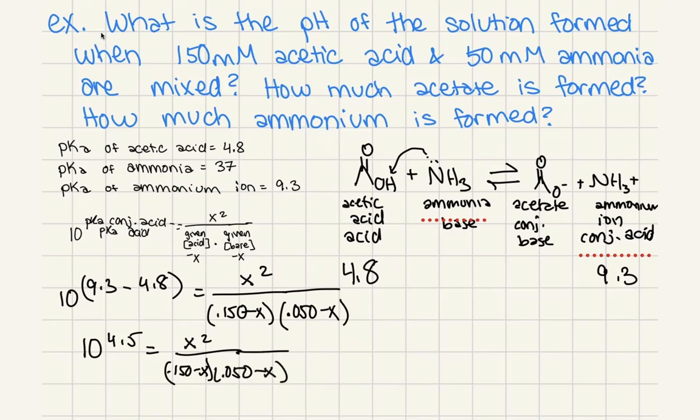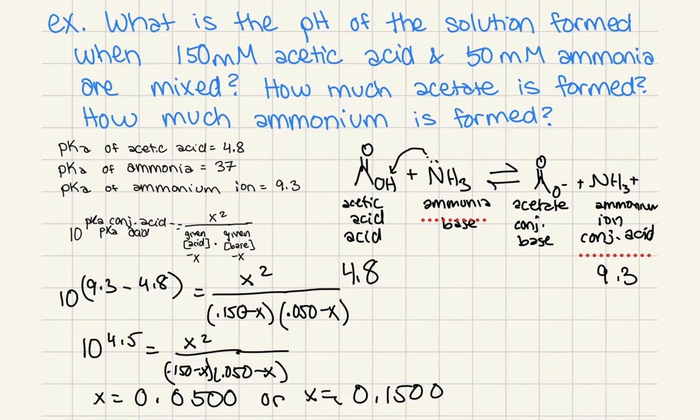And now I'm going to go ahead and plug this into Wolfram Alpha. So once again, it's going to give me two answers. So x is either equal to 0.0500 or x is equal to 0.1500. So now let's think about which of these is actually right.